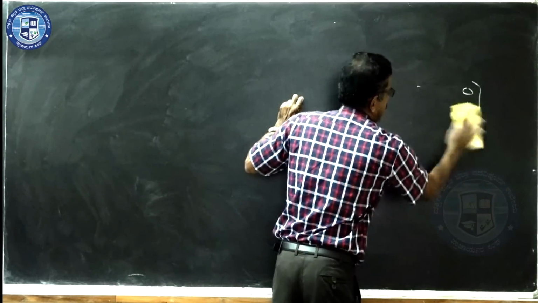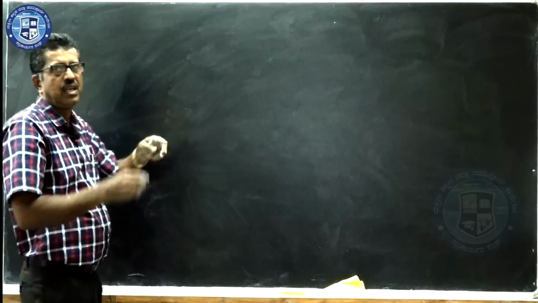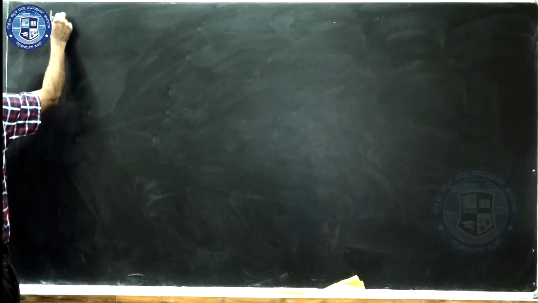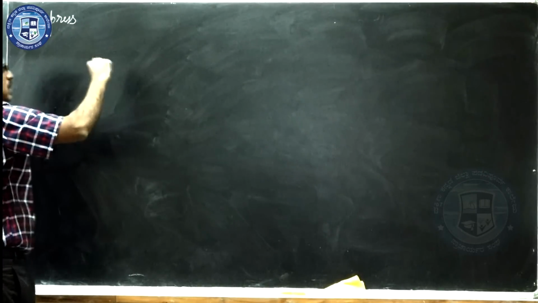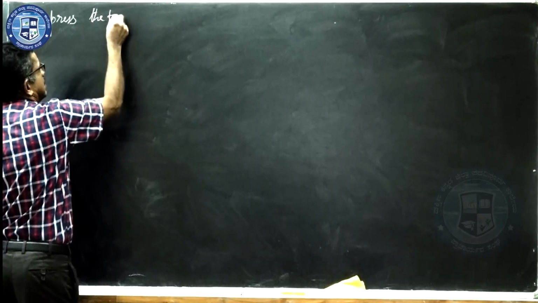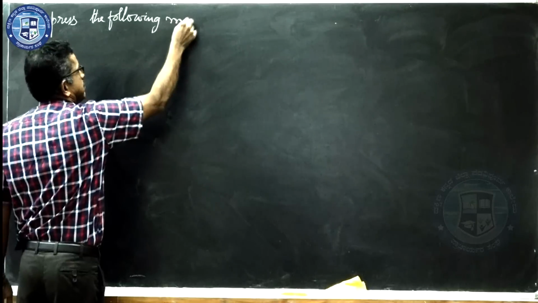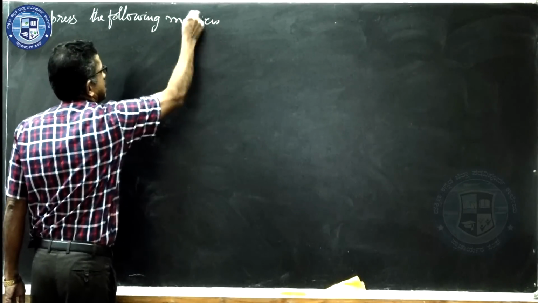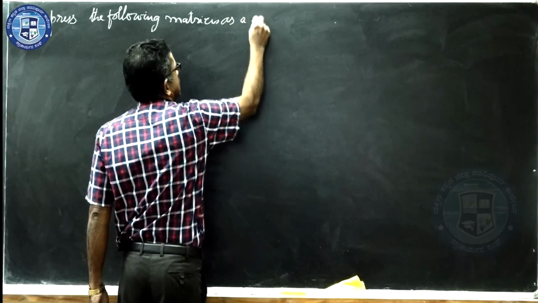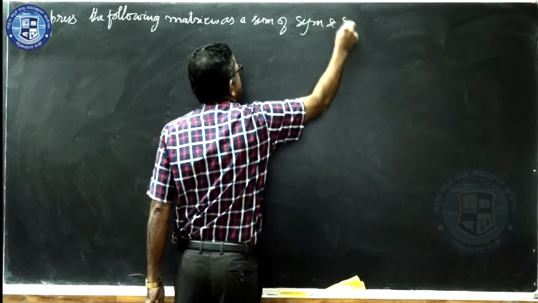There are a lot of problems which are found in the exercise. I will explain 2 or 3. So, the question is like this: express the following matrices as a sum of symmetric and skew symmetric.